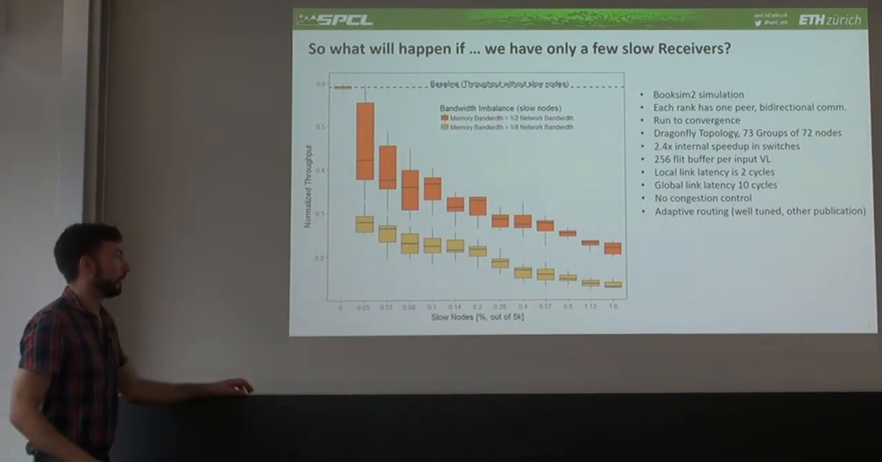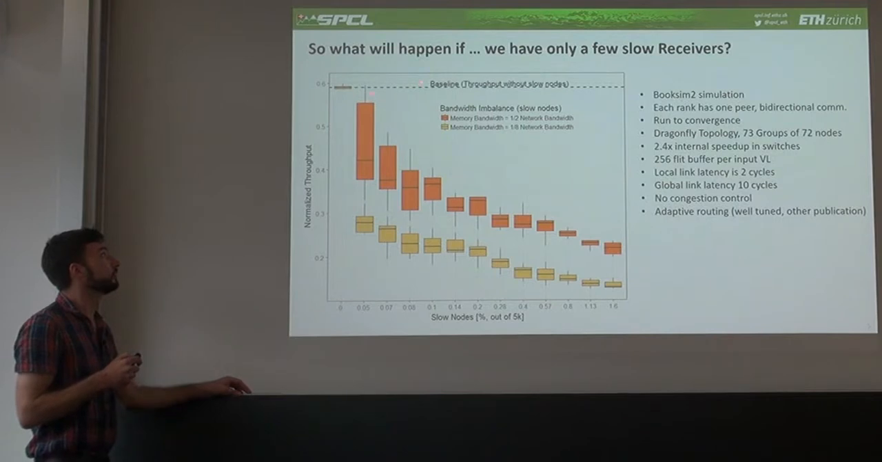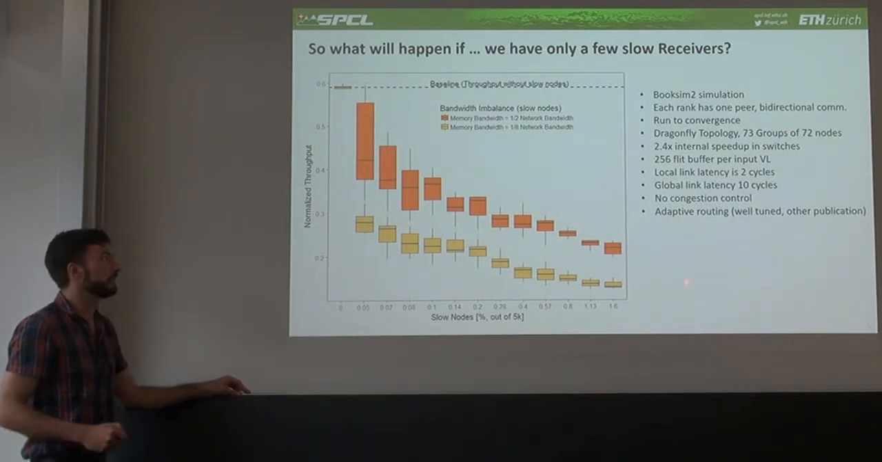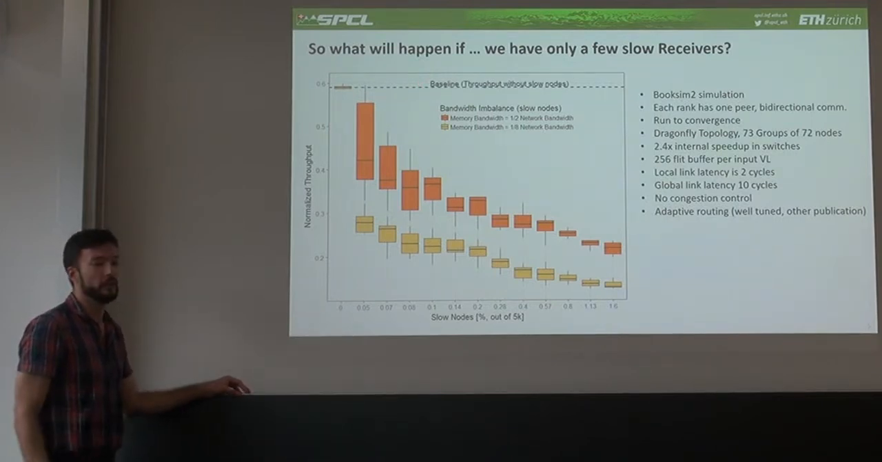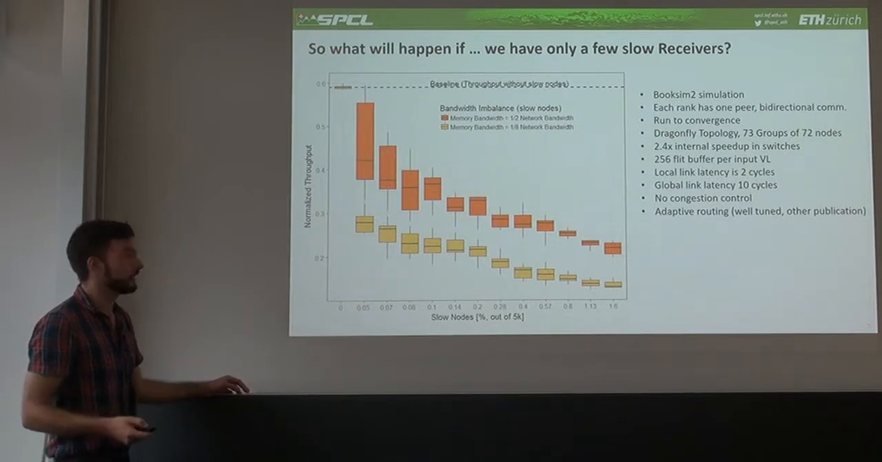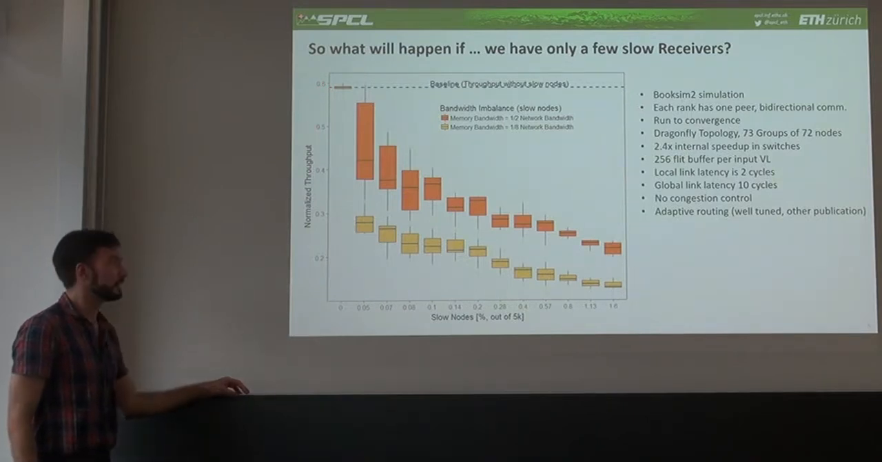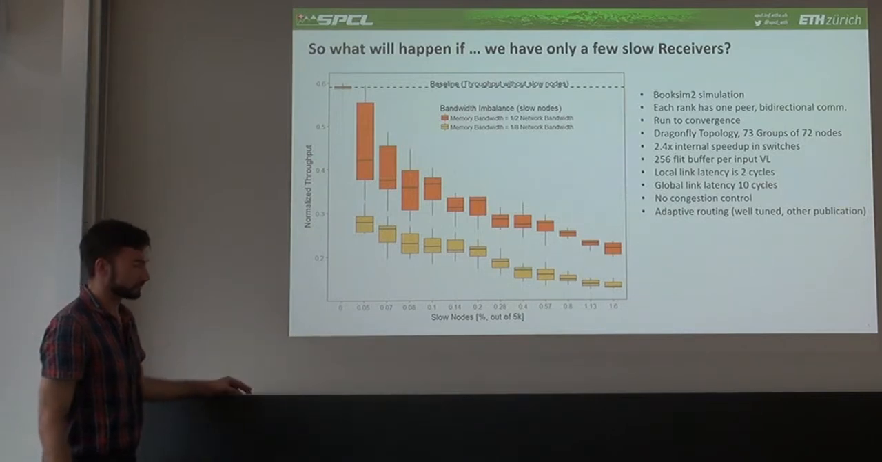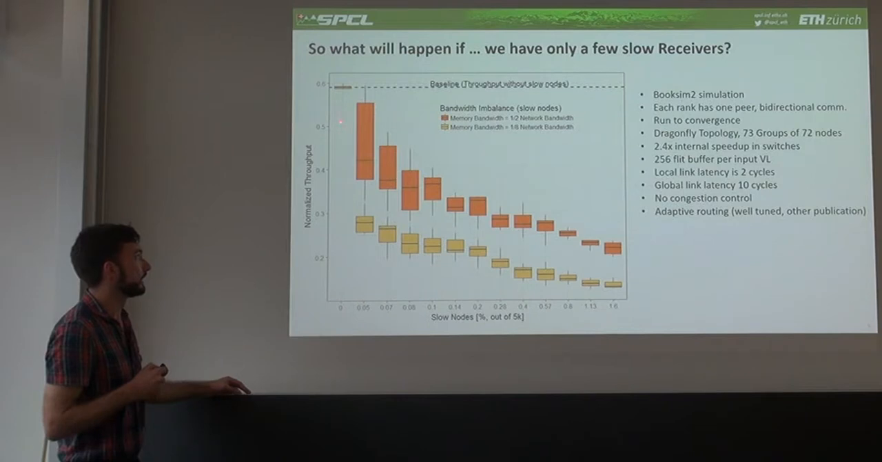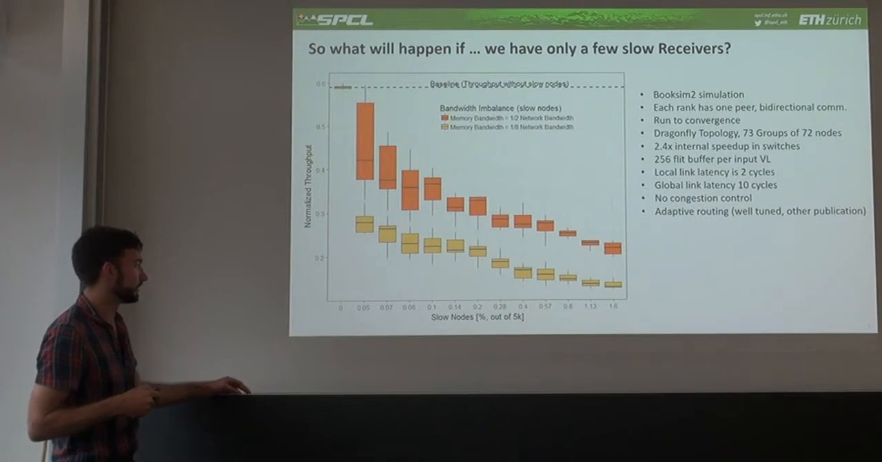So you would expect this normalized throughput to be 1. However, since we adaptively route this Dragonfly, we use actually more links than absolutely necessary in some cases. That's why even for 0 slow receivers, we only get about 60% of the link speed of this network. And what we can see is that the performance drops dramatically as soon as we have 2 or 3 slow receivers.